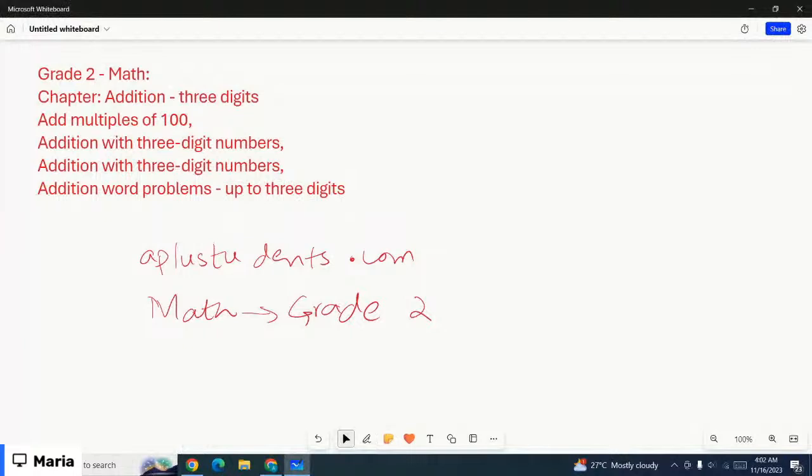We're going to start with the chapter addition 3 digits. And the lessons we are going to cover today are add multiples of 100, addition with 3-digit numbers, and addition with problems up to 3 digits.